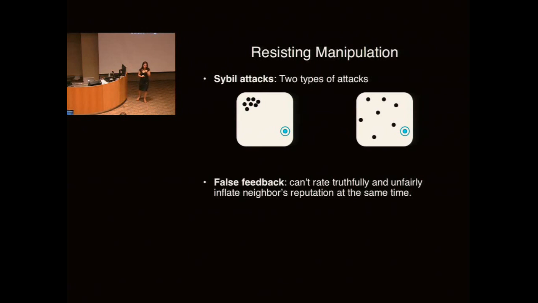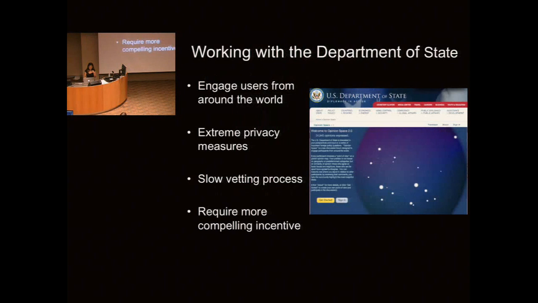Another thing that we're looking at would be false feedback. So what's interesting here is that you could not position yourself truthfully in the space, so truly represent your opinion, and at the same time unfairly promote your neighbor. And you can't do the opposite either. So again, it's not a panacea, or it's not a cure for manipulation, but it at least provides some kind of constraints that are useful.